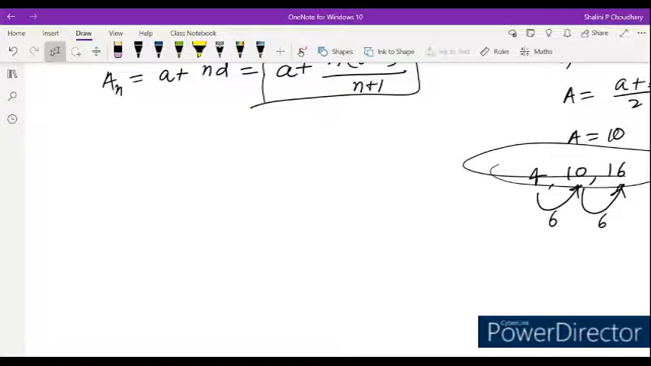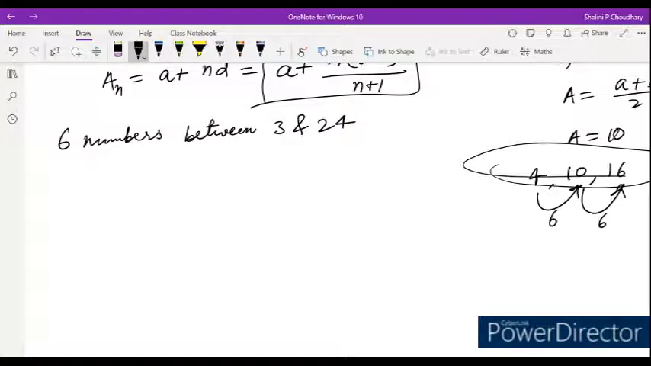Okay, there is one question: if we insert 6 numbers between 3 and 24, such that the resulting sequence is in AP, we have to find out all those 6 numbers. So 3, A1, A2, A3, A4, A5, A6 and 24.